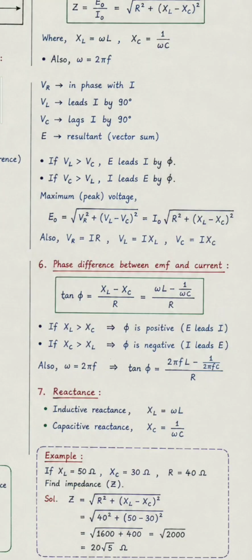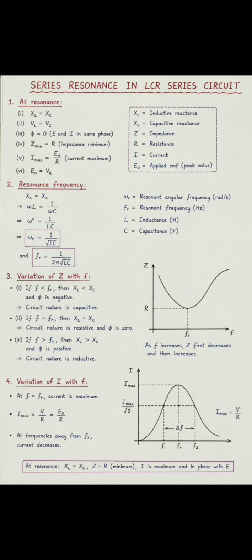As one example, if XL = 50 ohm, XC = 30 ohm, R = 40 ohm, then we can find Z by using the formula Z = √(R² + (XL − XC)²), and we get 20√5 ohm. And next one is series resonance in LCR series circuit.